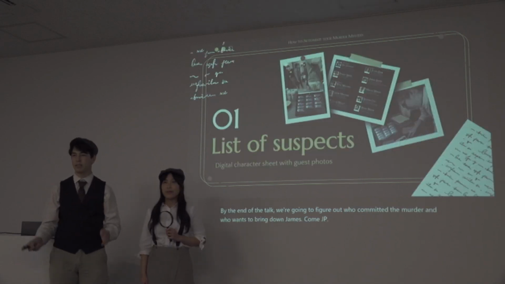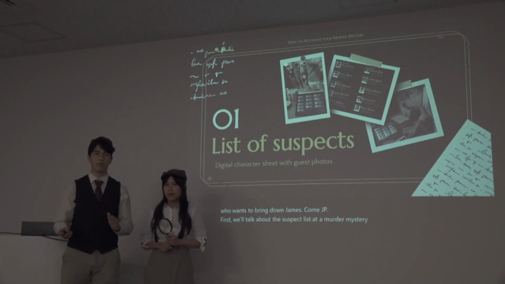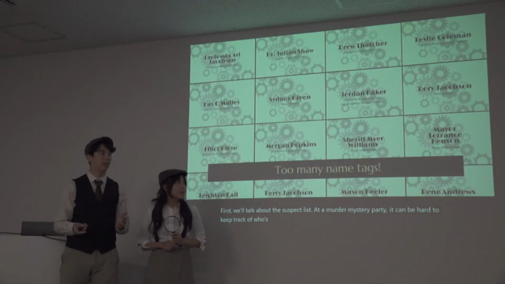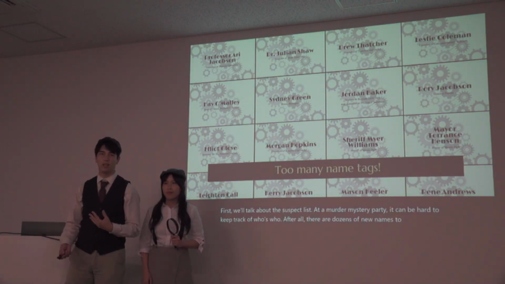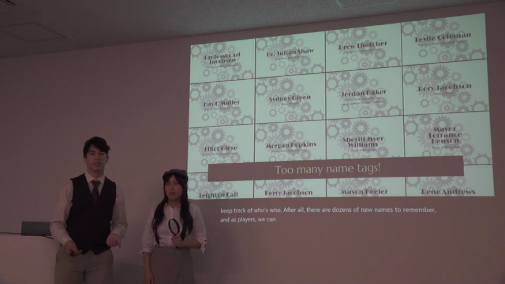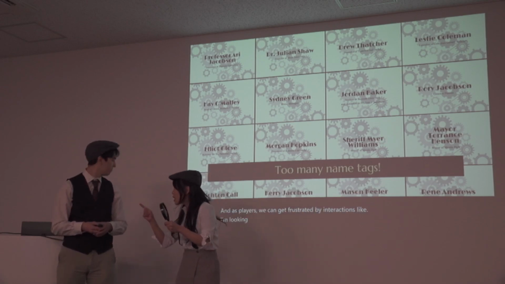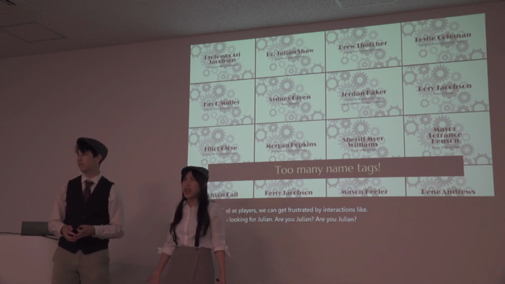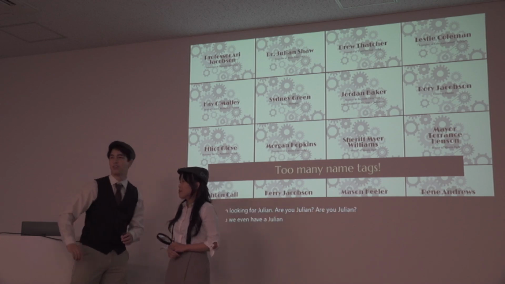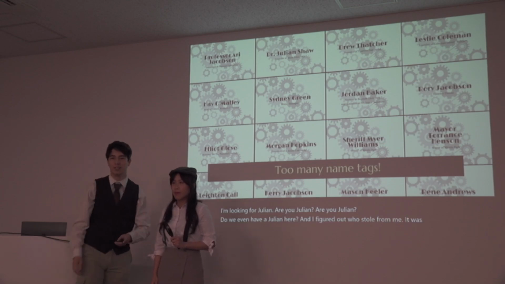First, we'll talk about the suspect list. At a murder mystery party, it can be hard to keep track of who's who. After all, there are dozens of new names to remember, and as players, we can get frustrated by interactions like, I'm looking for a Julian. Are you Julian? Are you Julian? Do we even have a Julian here? And I figured out who stole from me. It was whatever your name was.